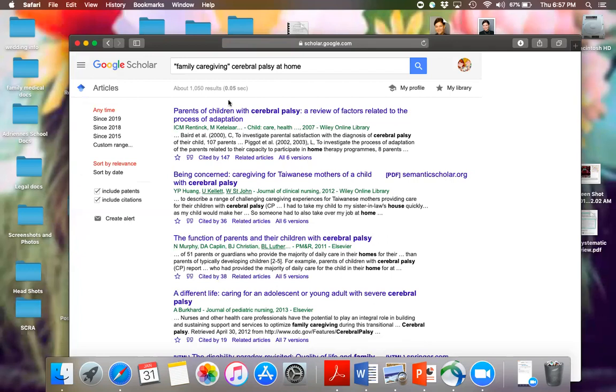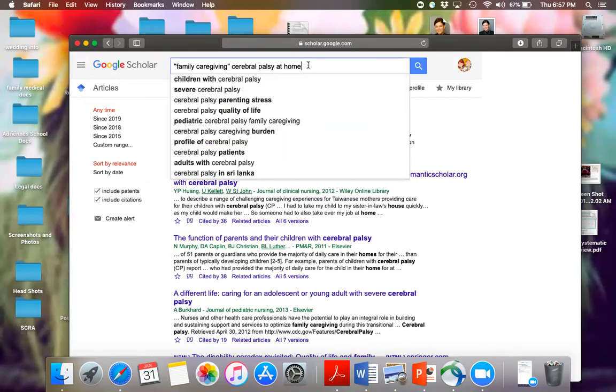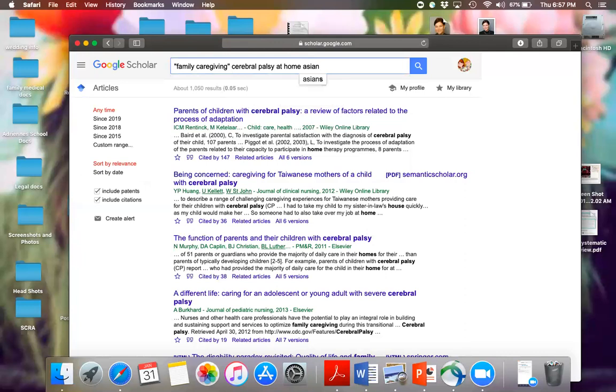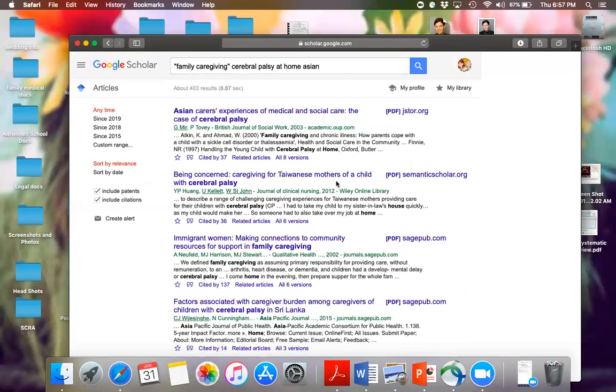So let's do this just for fun. So there's about 1,000 for family caregiving cerebral palsy at home. Let's put Asian right there. So there's only 400.